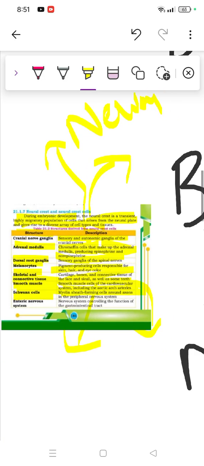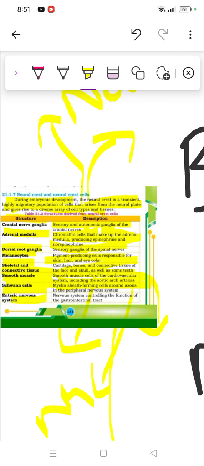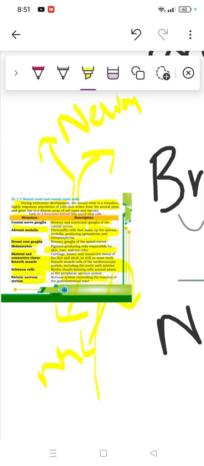This also belongs to the nervous coordination chapter because axons, synapses, neurons, everything is discussed there. Then comes the last one, which is the enteric nervous system, which is the nervous system controlling the function of the gastrointestinal tract. So I'm sure it will be clear. Here comes the end of neural crest cells, neurulation, and the neural tube. I'm sure it will be clear.